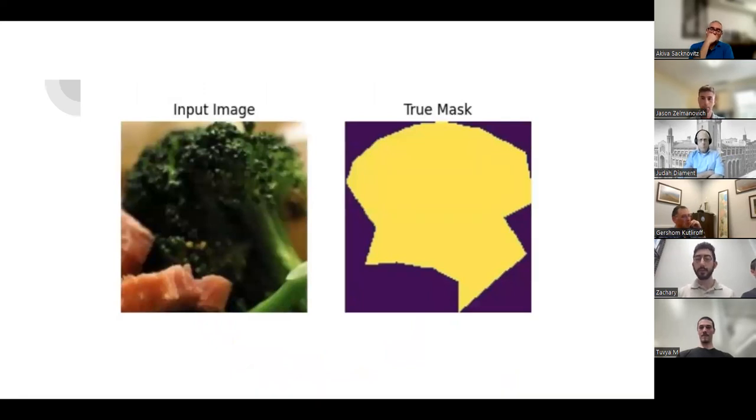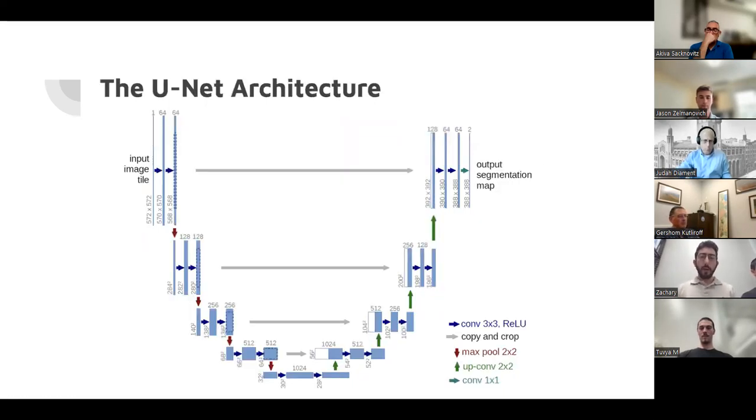A segmentation mask is just an image that has a different value, either 1, 2, or 3, for each different type of object within it. So in this case, you'll have 0 for background, and that's the purple, and 1 for broccoli, and that's the yellow. So let's go back to the previous slide. That's what we're trying to accomplish with the upstack, the right side of this U.